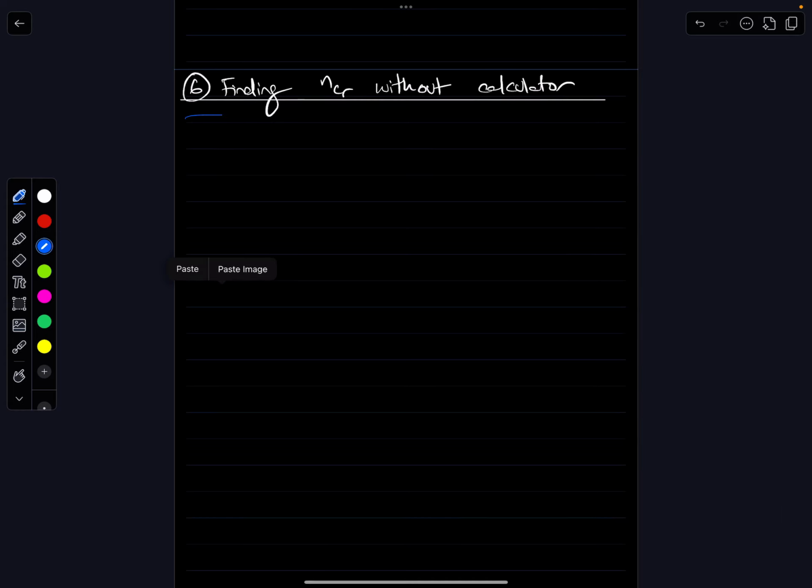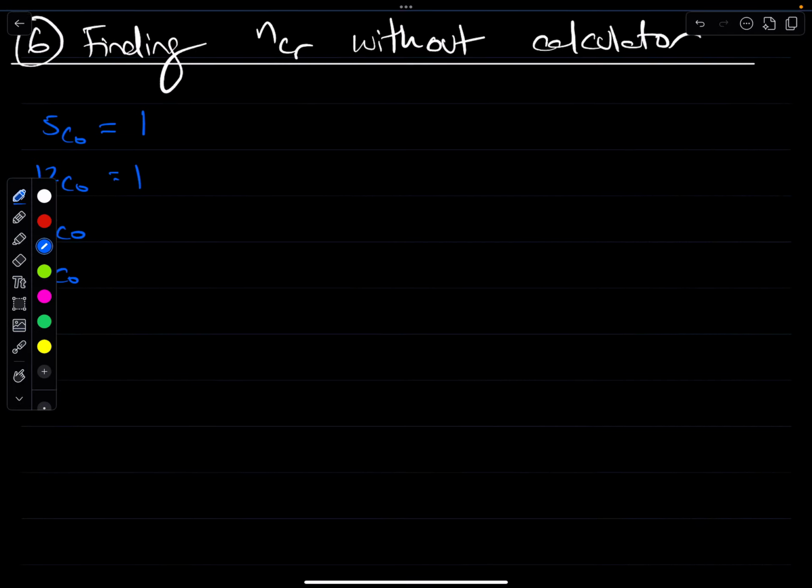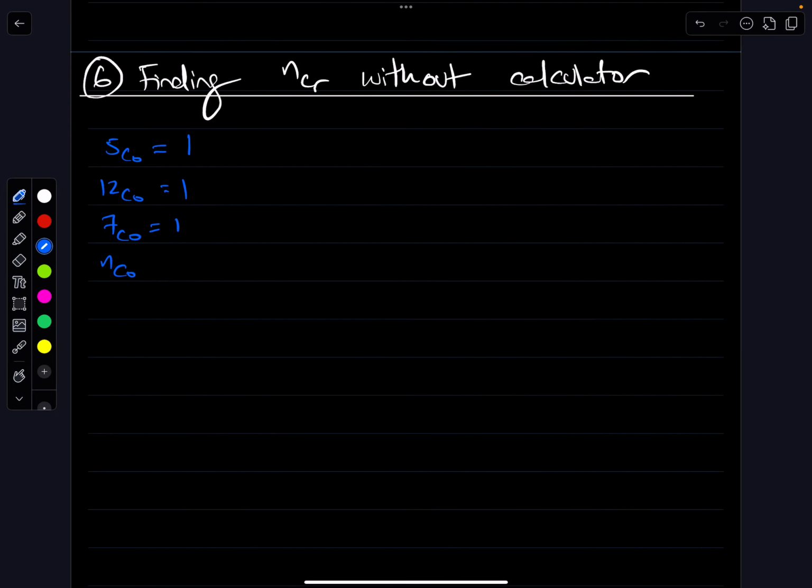So last and most important part, I'll say, is finding nCr without a calculator. This is more than a concept. This should be a skill, I'd say. So 5C0, 12C0, 7C0, and nC0. So 5C0 is 1. 12C0 is 1 and 7C0 is also 1. Thus anything C0 is 1.